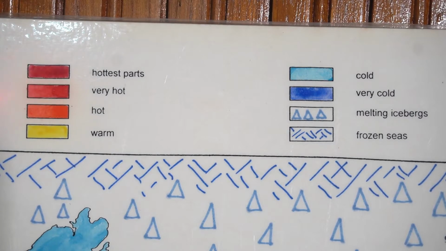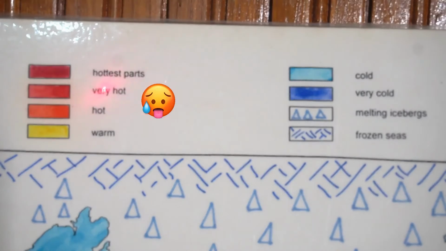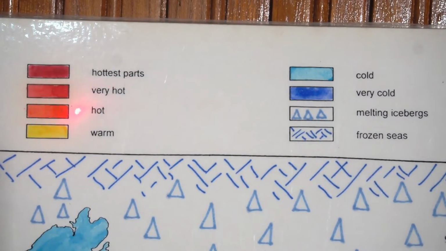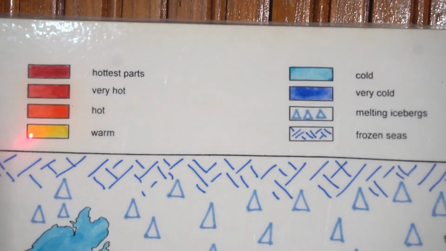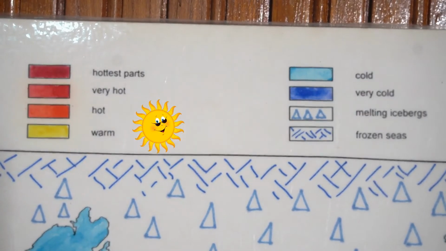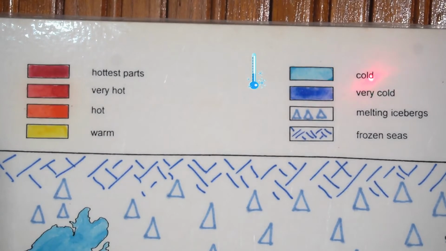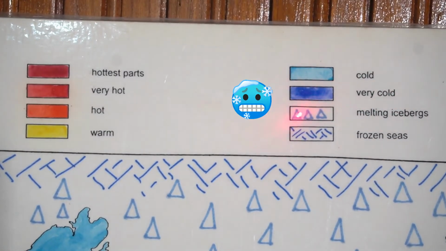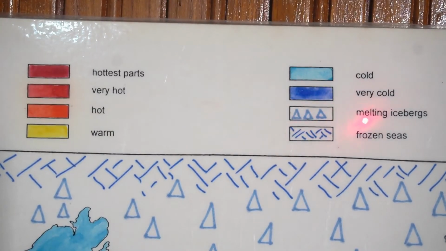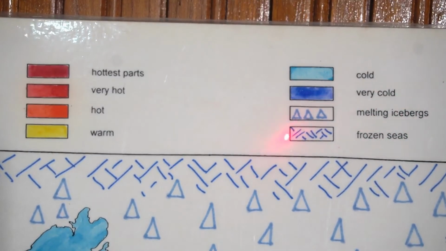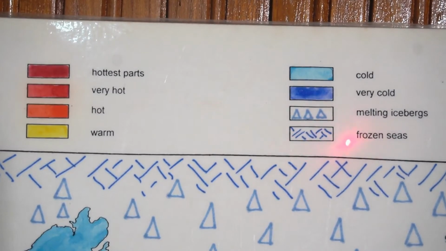You can see our key. We have the dark red here showing hottest parts, red, very hot, light red, hot, yellow, warm, light blue, cold, dark blue, very cold, and this one we see here, melting icebergs, and this means it's frozen seas. Okay, so let's look at our chart.